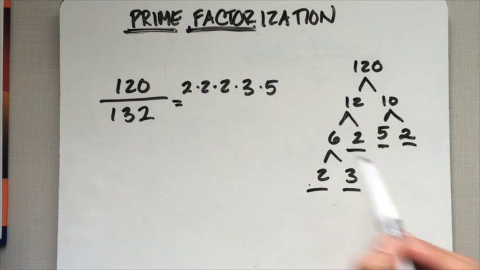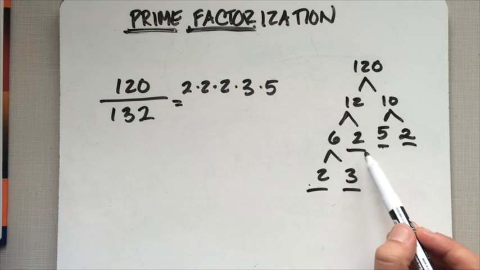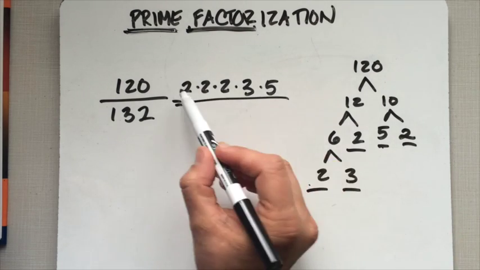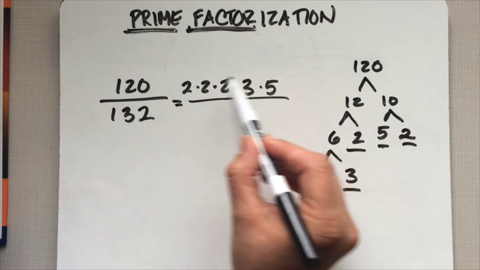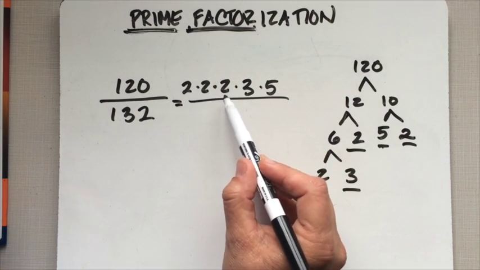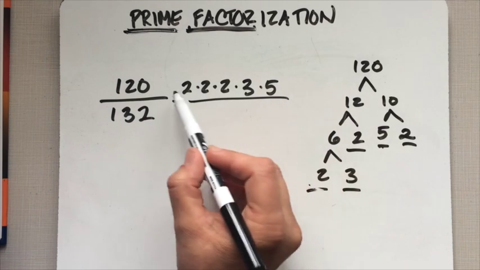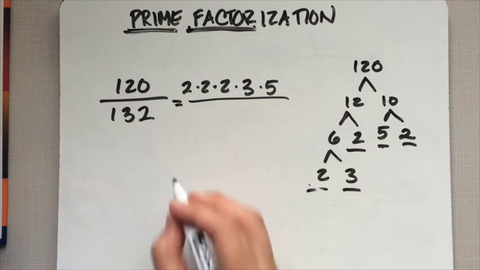Those are my primes. Make sure you get all your factors in there, and make sure you only take the primes. Take a look. There shouldn't be any 6s, 12s, or 10s in there. You only want the primes. These numbers should all multiply together to give you this number if you've done it right.